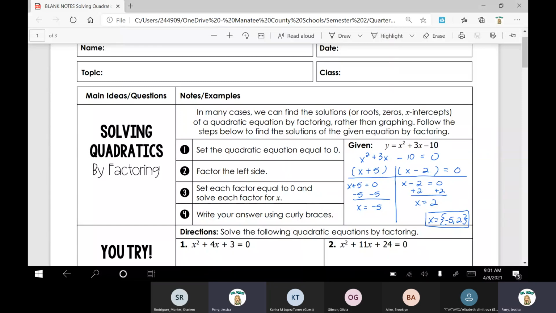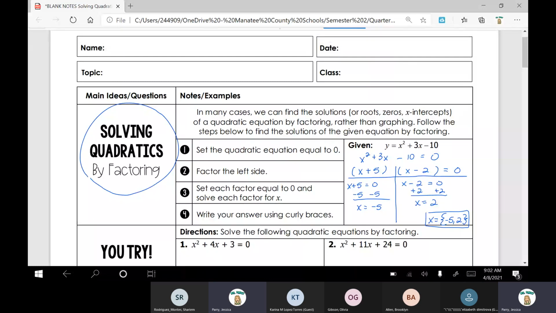So for today's topic, we are taking notes on solving quadratics by factoring. There's 2 pages here. We'll go through and do a couple of these together. But the basic part here for solving quadratics by factoring, you've got your directions, the 1, 2, 3, 4, your steps, I guess you could say.